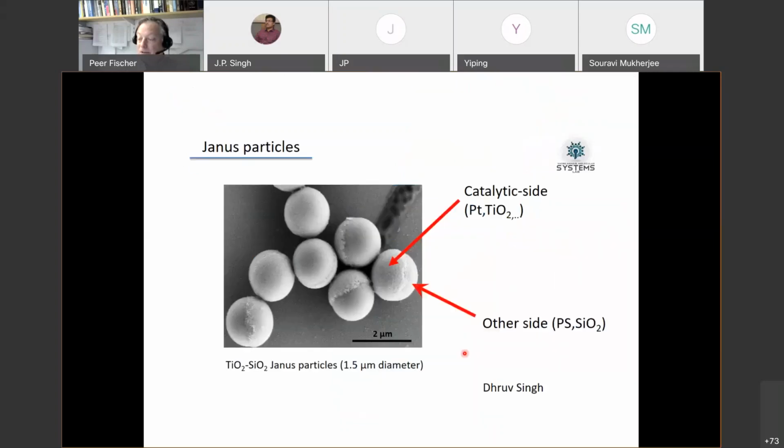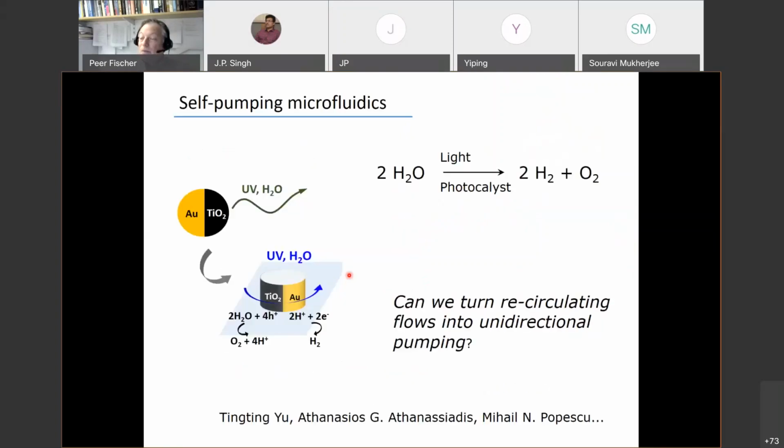Here are some pictures that Drew Singh made, and he's also going to speak in the meeting. And you can see these colloids here have a nice little cap, and the cap is a catalytic site with titanium dioxide. And what we're going to do now is we're not interested now for this talk in the swimming, and you can also modify these colloids.